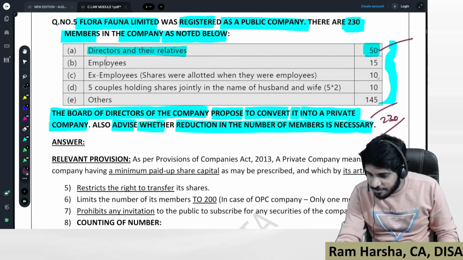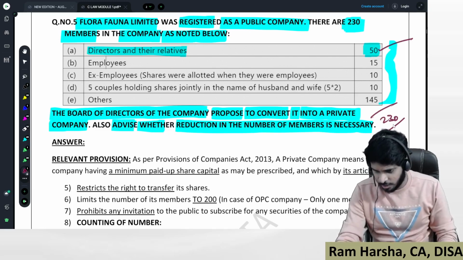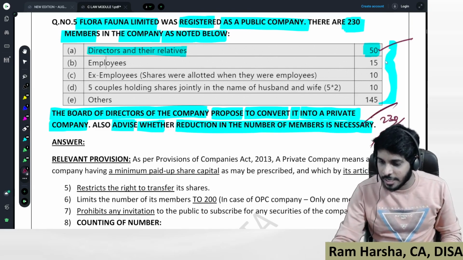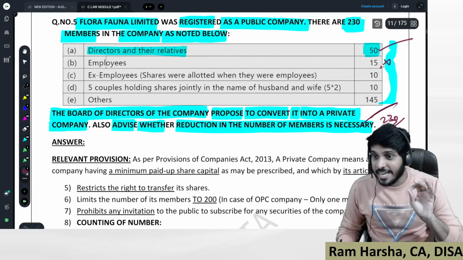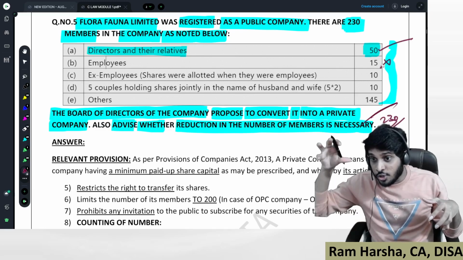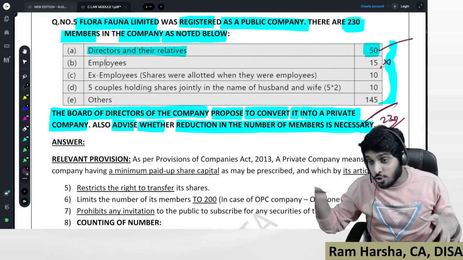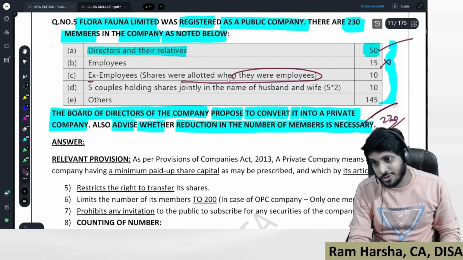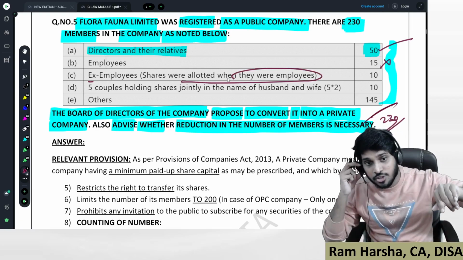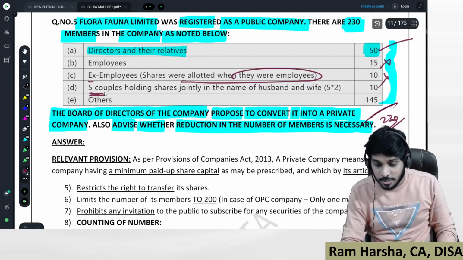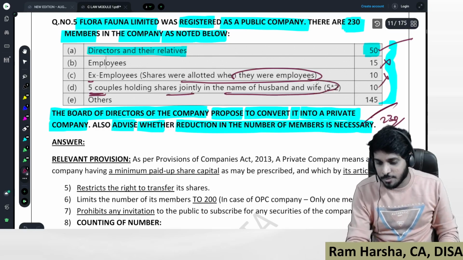50 plus 15 is 65, 75, 85. 85 plus 100 is 185, plus 5 is 190, plus 40. So total shareholders 230. This is the breakup. Employees, how many? 15. They are not counted. We will take an assumption that shares were allotted to them during the employment. Ex-employees, shares were allotted when they were employees, so for them also shares were allotted during employment. Not counted. 5 couples are holding shares jointly in the name of husband and wife.